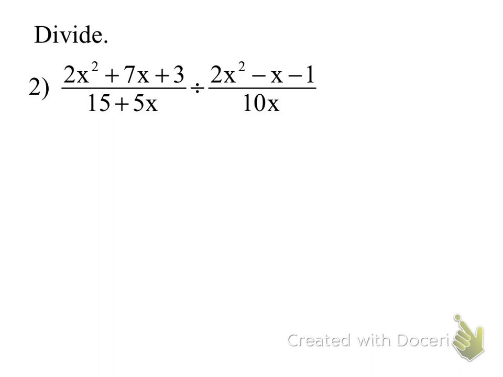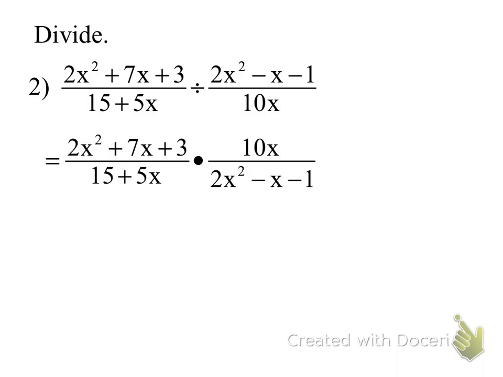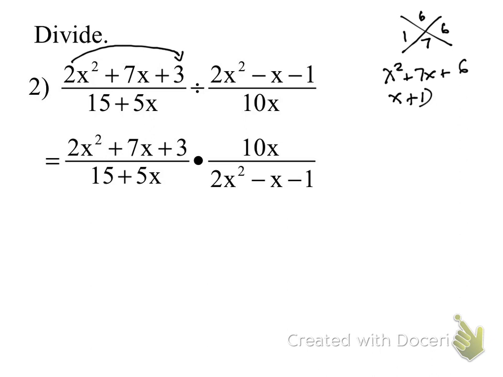Again, we're going to multiply by the reciprocal. Reciprocate it, right? Multiply it. And then we've got two sets of lead coefficient factoring. So I'm going to do this one off on the side. What multiplies to 6, I'm going to have x squared plus 7x plus 6. So what multiplies to 6 and adds to 7? 1 and 6, 6 and 1. So we're doing x plus 1, x plus 6.